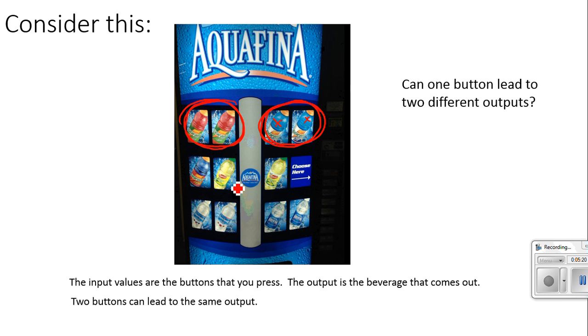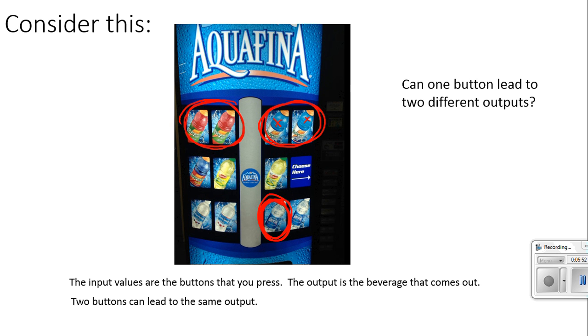Let's take the regular water here. If I were to push this button right here, I would hope to get water. But if I push that button and got blue Gatorade, I would say this vending machine is not functional because it's not giving me what I asked it to give me. It gave me a different thing than I expected.